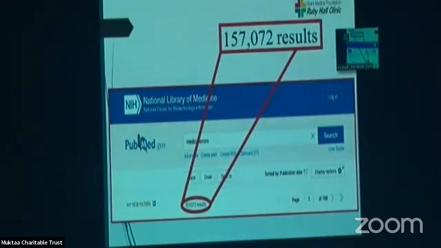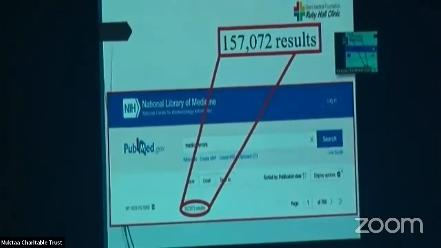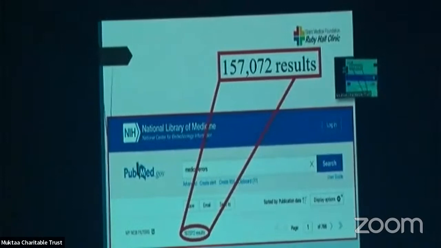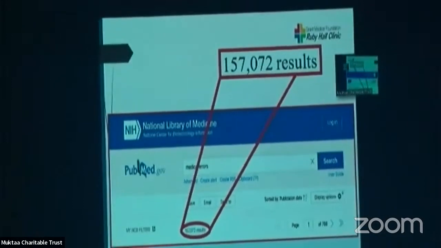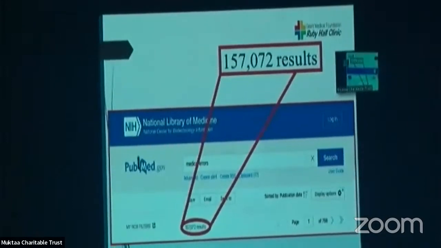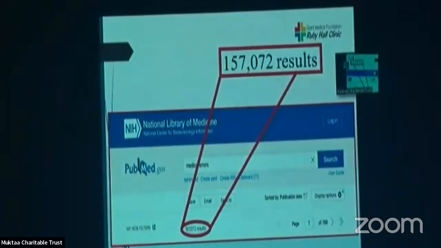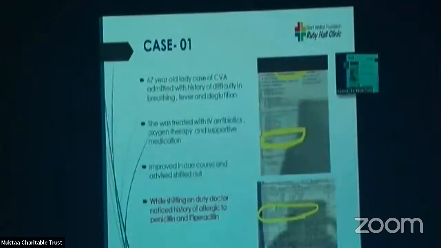When I searched the internet about medication error in ICU, I got 1,57,000 articles on medication error in ICU. In OPD, there will be 100 folders. That's the fact. So I am going to share 5-6 cases that give you the idea.